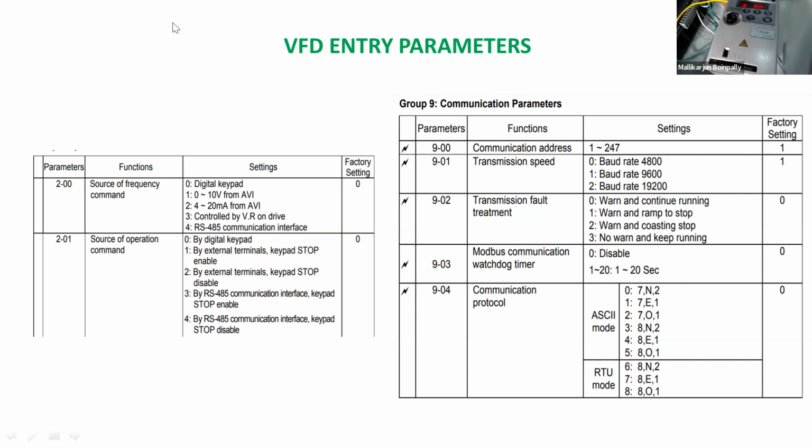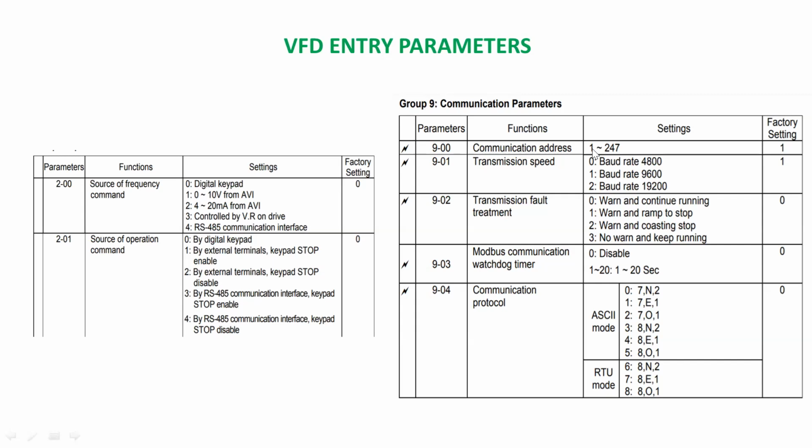After that, go to the Modbus communications. For Modbus communications, the parameters are 9-00, the communication address. Let's say I'm using one drive here, so I'm going to give the address in 9-00 as 1. If you are using one more drive, we take 2, then 3, and so on. Up to 247 drives we can connect to our PLC.